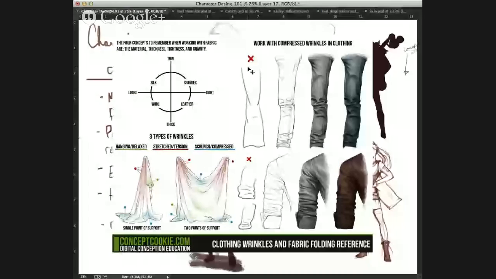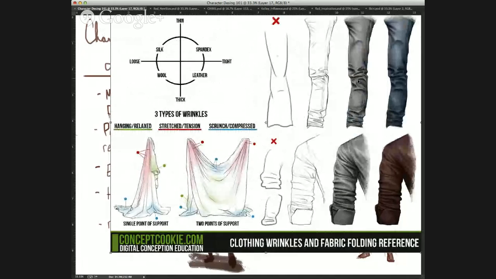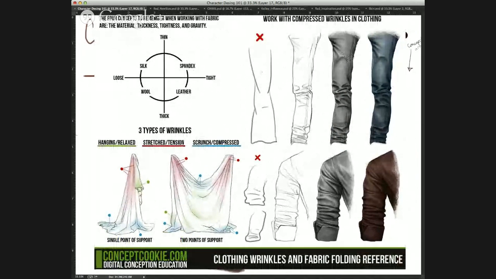There's a hanging wrinkle. Let me zoom in so it's easier to see. Which is also a relaxed, a tension wrinkle, and a compressed wrinkle. So in every fabric that's ever either laid on a body or in an environment, they're composed of these 3 different wrinkles. So in this example, I showcase in green what's a relaxed wrinkle, what are stretched wrinkles, and what are compressed wrinkles. And now, yeah, that might be easier to see on a piece of fabric that's hanged on a pin or something, but you can apply that same theory to clothing.